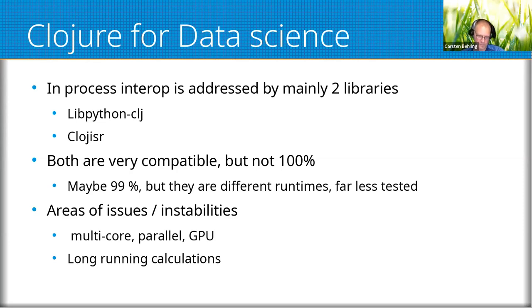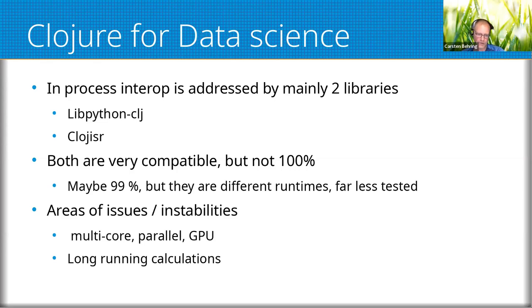Both are very compatible, but not 100%. Even though libpython-clj, for example, is using a Python process and Clojisr is using an R process, they do things differently than the majority of other people are doing. So it's a little bit of a different runtime. I would call them 99% compatible, but they are different runtimes. And they are far less tested. Nobody tests any Java or Python library with libpython-clj or Clojisr. They get tested with Python and R.